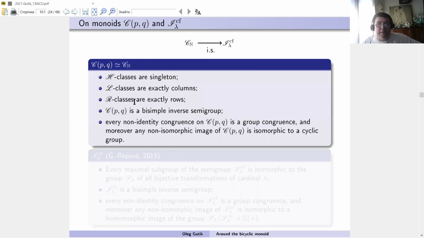All H-classes are singleton, L-classes are exactly columns, and R-classes are exactly rows. The bicycle semigroup is simple, and every non-identity congruence is a group congruence. Moreover, any non-isomorphic homomorphic image of the bicycle semigroup is isomorphic to the cyclic group.